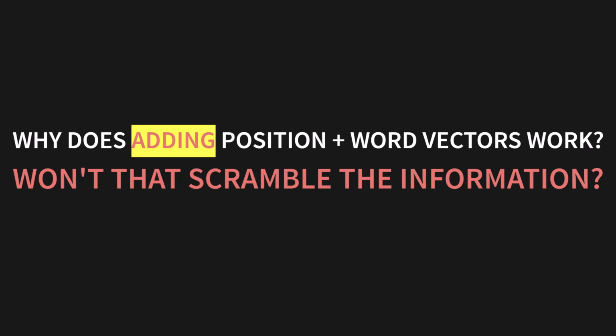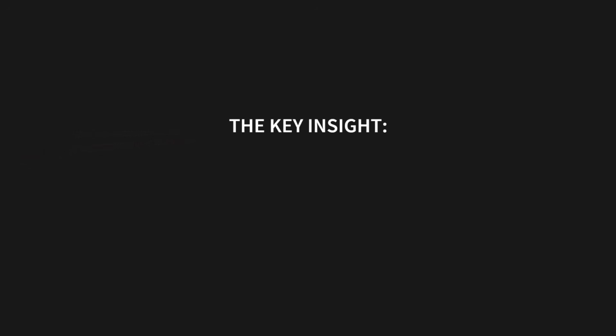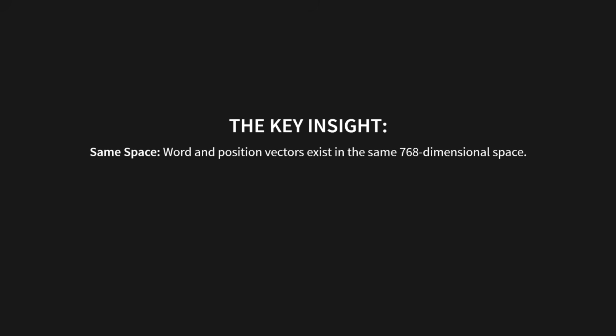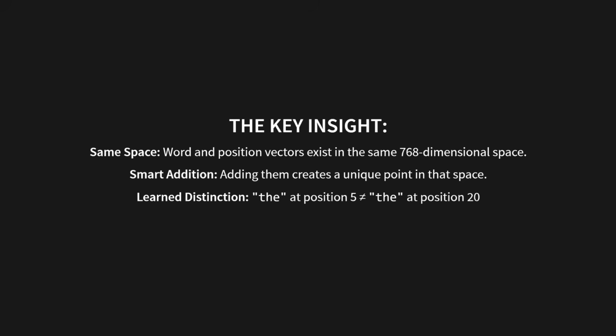Here's the key insight. It works for a few reasons. First, they exist in the same space. Both the word vectors and position vectors live in that same 768-dimensional space. Second, adding them creates a unique point in that space. The model learns to create positional vectors such that adding them to a word vector creates a new, distinct representation. So the word "the" at position 5 is now a completely different point from the word "the" at position 20. The network learns to understand this distinction.